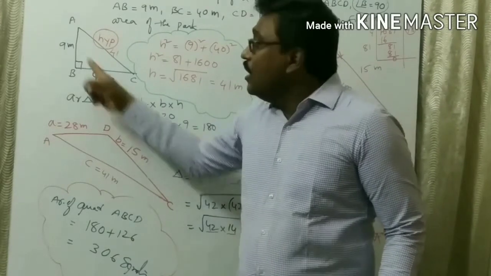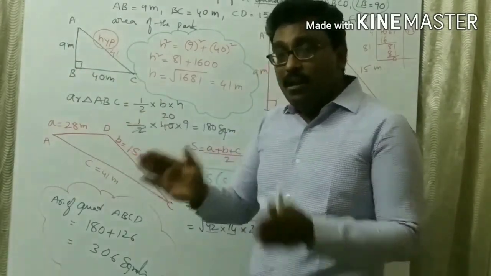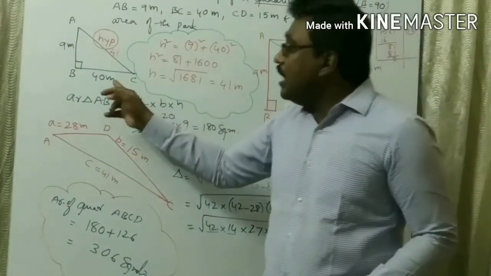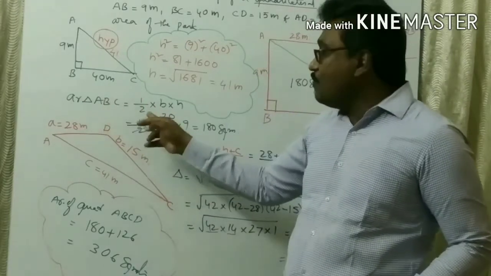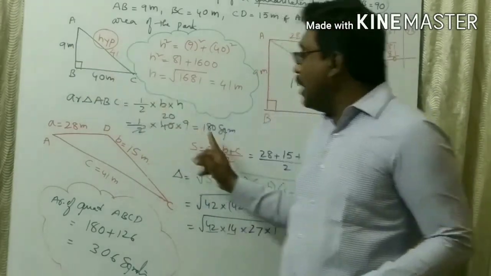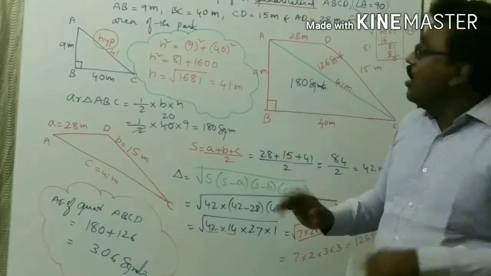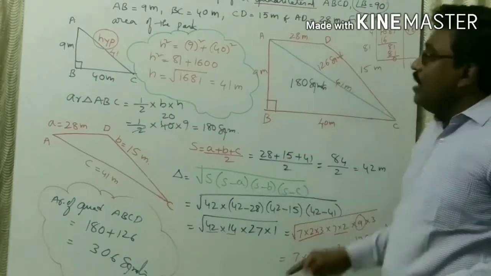What type of triangle is this? A right angle triangle. Right angle triangle area we know: half base into height, half into 40 into 9. We got 180. Now the other triangle I have taken is ADC.